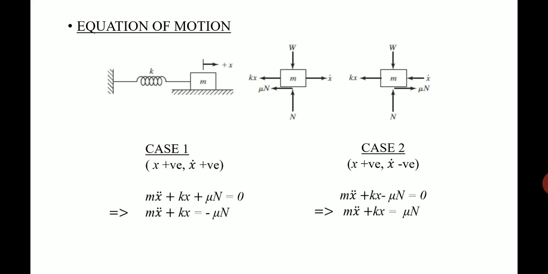So two forces: kx is towards the left side, and mu N is towards the right side. Now what about the inertia force? Since the displacement and the force are still to the right side, the inertia force m x double dot will also be towards the left side.